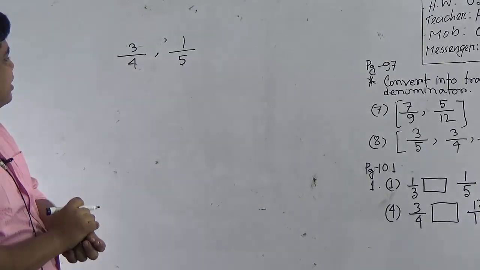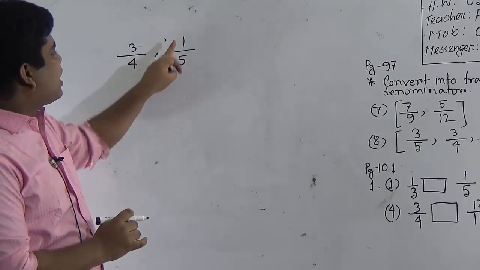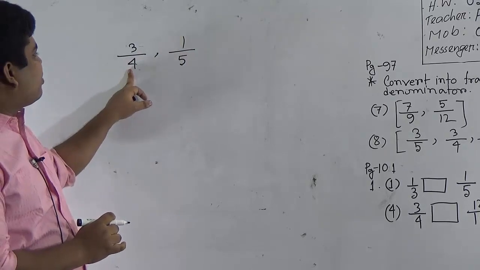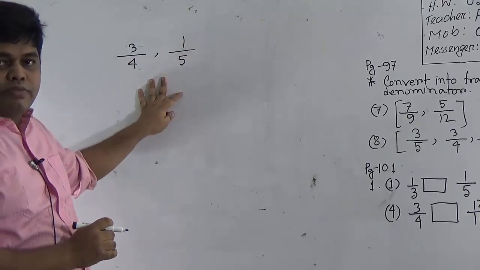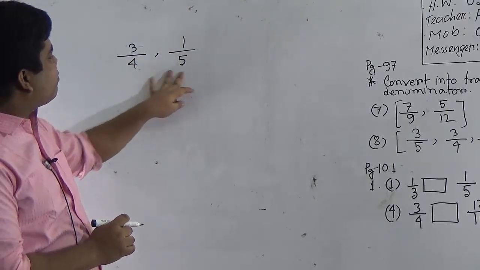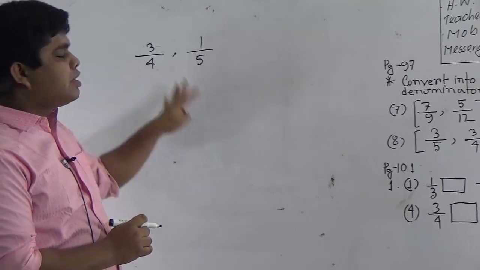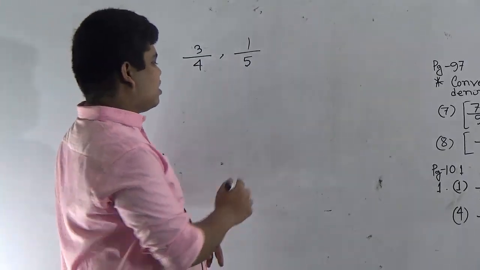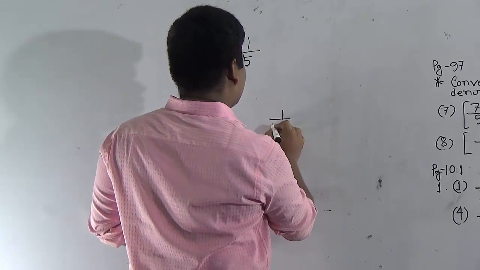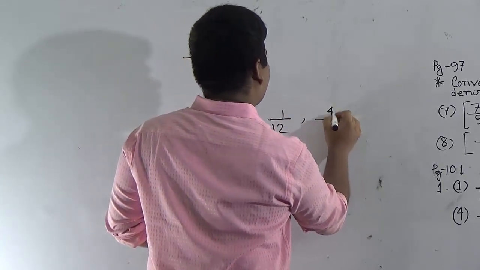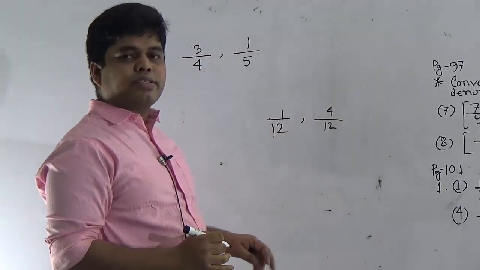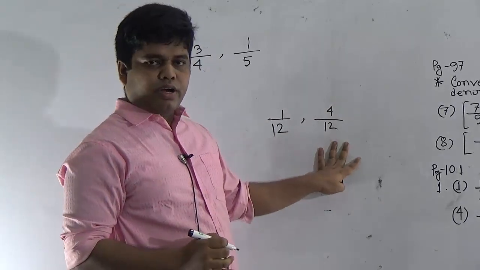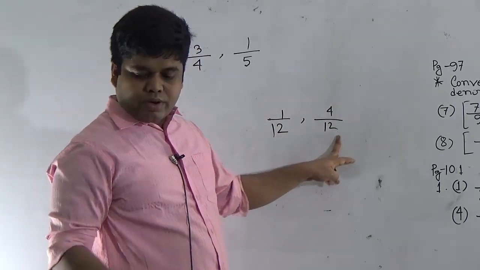My dear students, notice here 3/4, here 1/5. Here denominators are 4 and 5. They are different. So we want to convert these two fractions into common denominator. That means here 15/20, here 4/20. Here both fractions have the same denominator. That means common denominator.